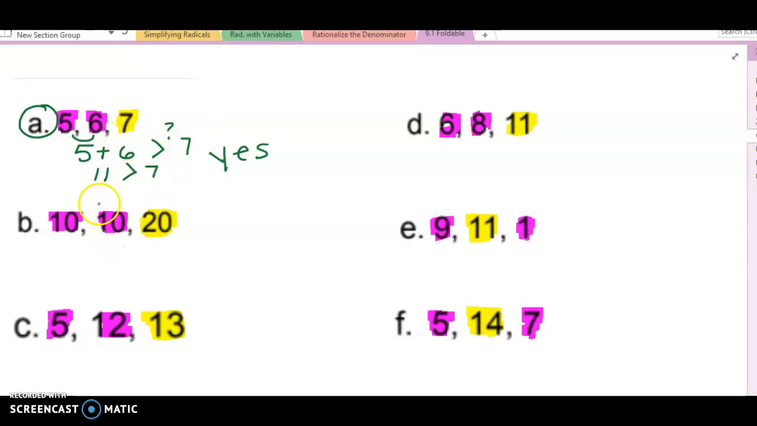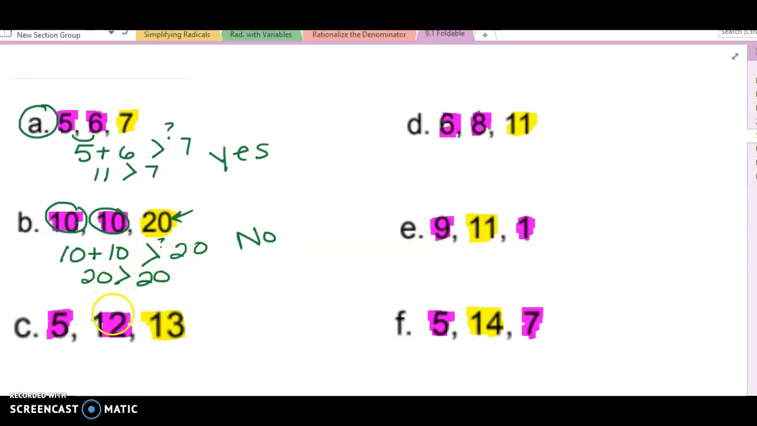Now B, we want to know, do the 2 smaller sides, so is 10 plus 10 greater than our biggest side, which is 20? Well, 10 plus 10 is 20. Is 20 greater than 20? No, 20 is equal to 20, not greater than 20. So no, if we had these 3 side lengths, we could not form a triangle out of it.